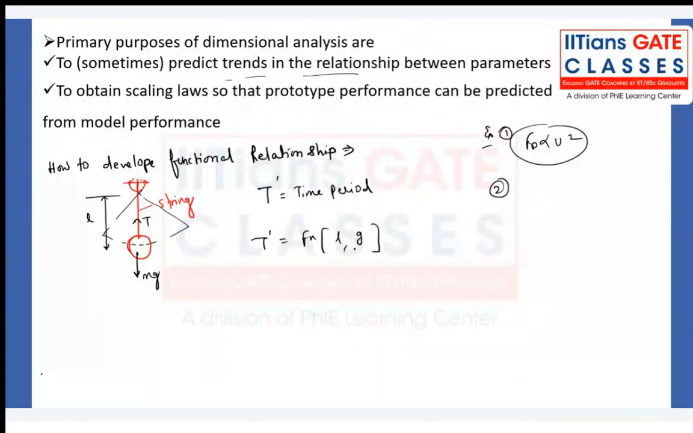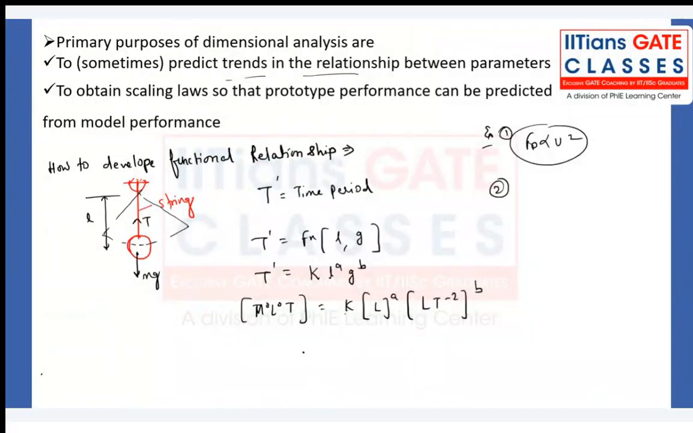Now, for example, I can write T dash will be equal to K times L to the power A, G to the power B. Now this is the time period. What is the unit of time period? Second, right? M0 L0 T. And what is the length unit? L to the power A. G is what? LT minus 2 to the power B.